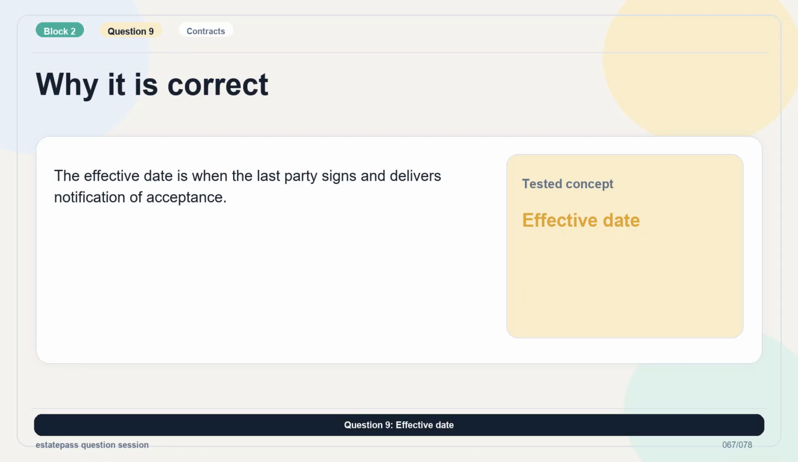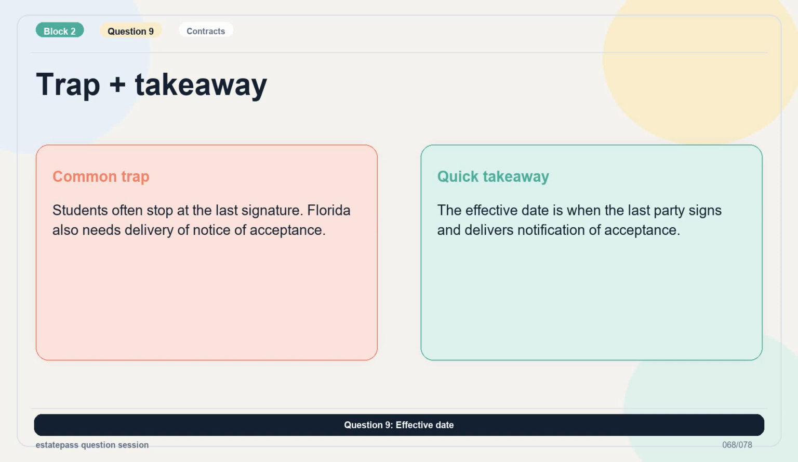Explanation. The effective date is when the last party signs and delivers notification of acceptance. Common trap. Students often stop at the last signature. Florida also needs delivery of notice of acceptance. Quick takeaway. The effective date is when the last party signs and delivers notification of acceptance.